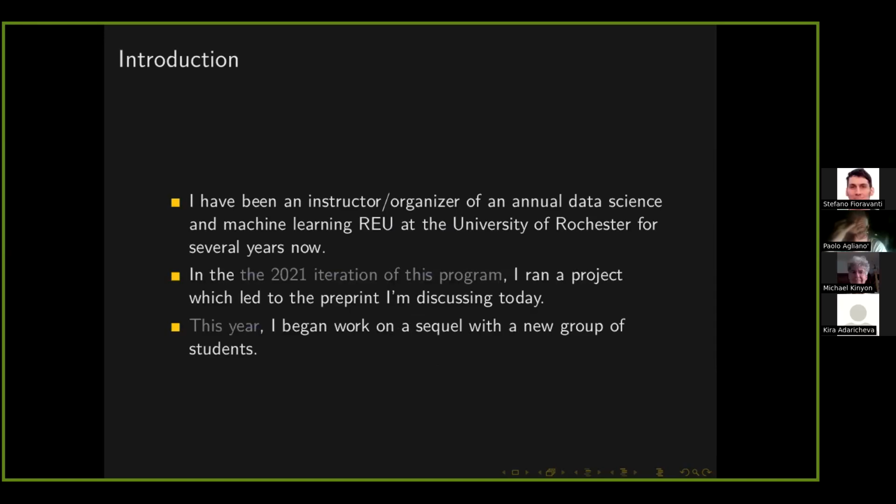So, to tell the story of how this project happened, I've been an instructor and organizer for this machine learning and data science REU at the University of Rochester for several years, since I was a graduate student there. And even this past summer, I went back, as I'm now a professor at the University of Denver. I went back to Rochester and continued to work on a sequel to a project which started at the same REU program in 2021. I have a new group of students now, and the preprint from the original iteration of the project is on the arXiv. These grayed out parts of the slide are actually hyperlinks. So when I share the slides, you should be able to just click them and get to the relevant things.